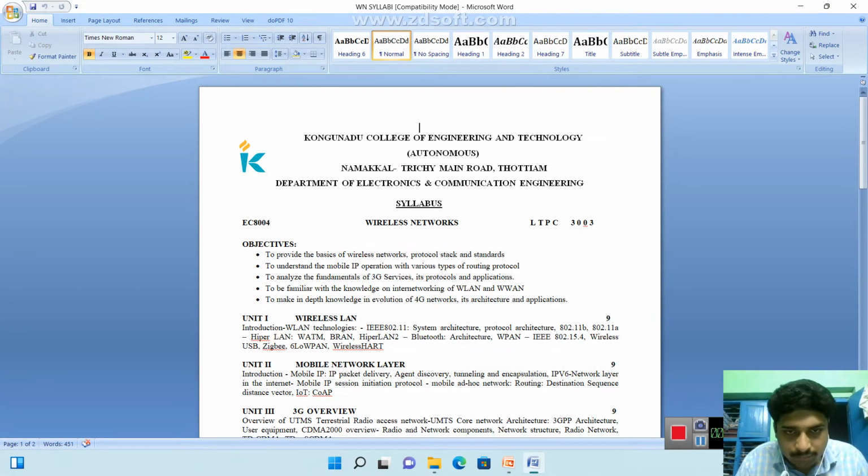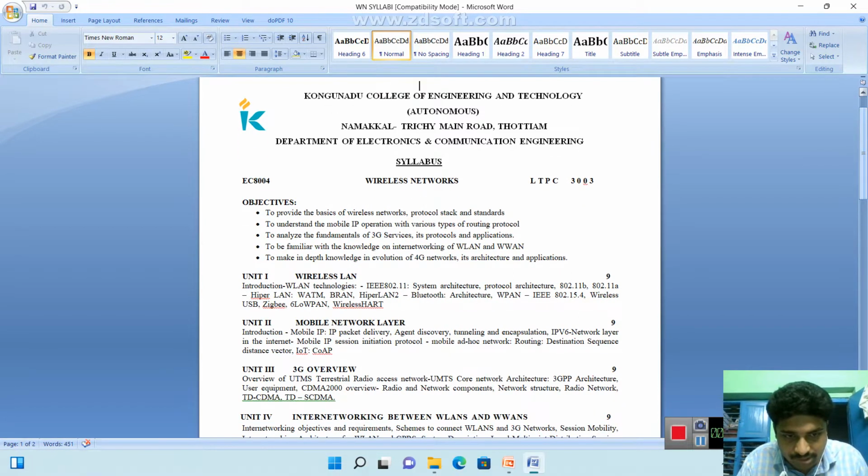Hello everyone. Now we are going to see about unit number 3, which is 3G overview. Before going to study this concept, first of all we must know the objectives. The objective is to analyze the fundamentals of 3G services and its protocols and applications. So the fundamentals of 3G services, its protocols and its applications are the objectives of unit 3.